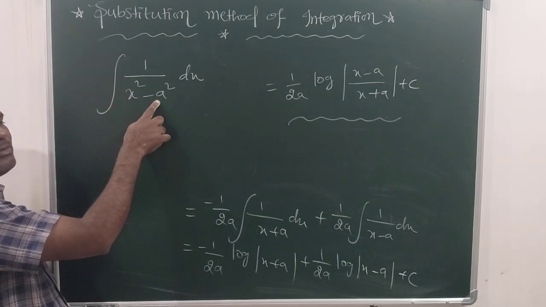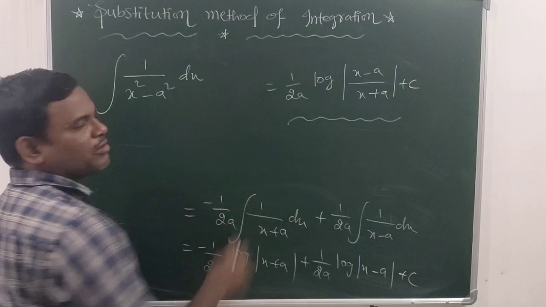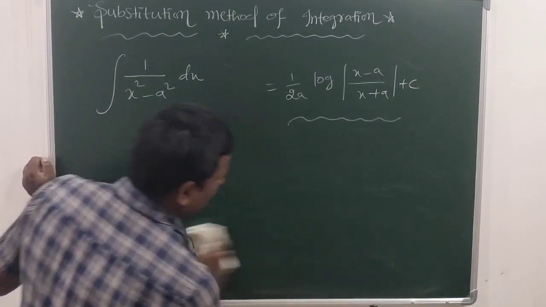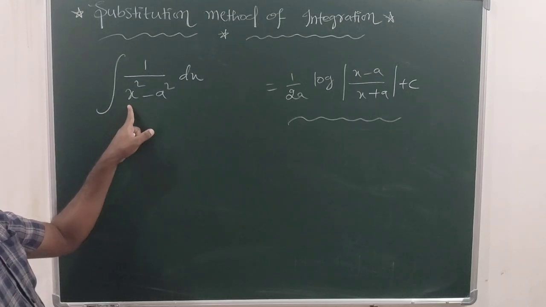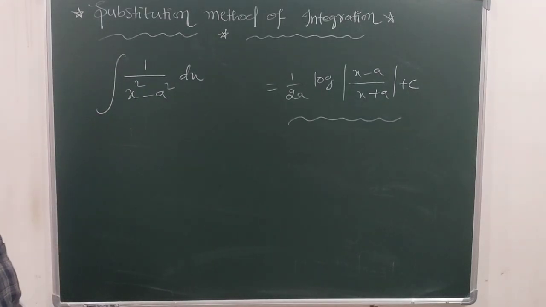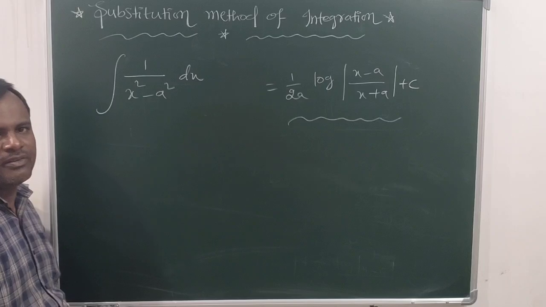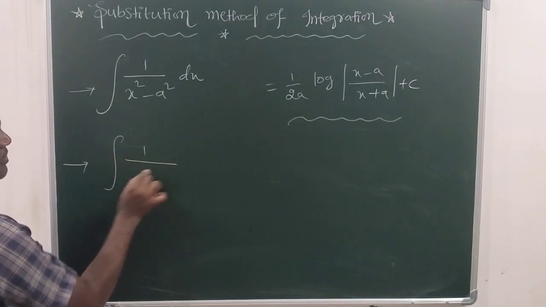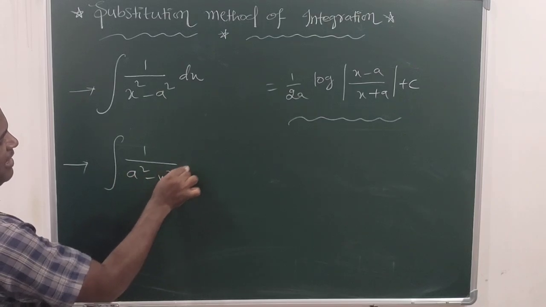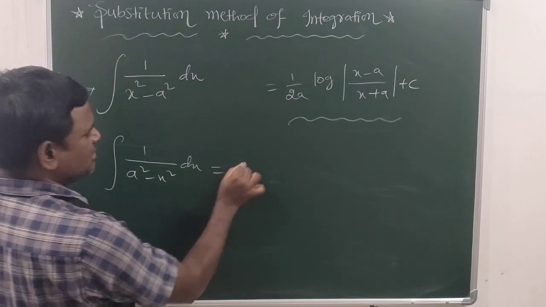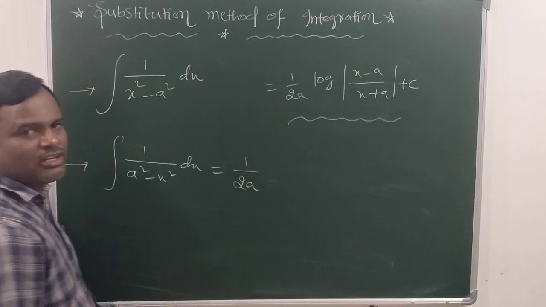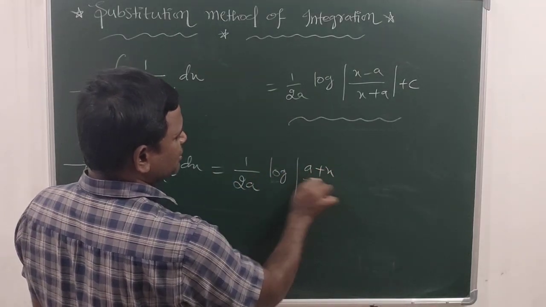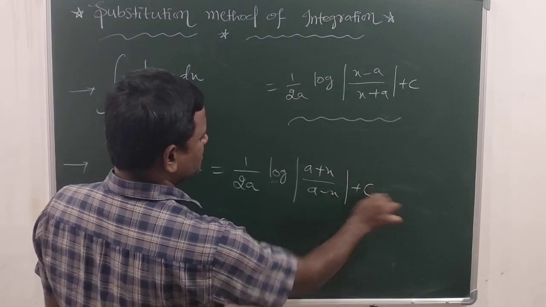Integral of 1 by x square minus a square dx is how much? 1 by 2a log mod x minus a by x plus a. Remember, like a standard result, where x is variable, a is any constant, any real number. So suppose here a square minus x square dx is given. In such case, if you follow the same procedure, you will get 1 by 2a log mod a plus x by a minus x plus c.